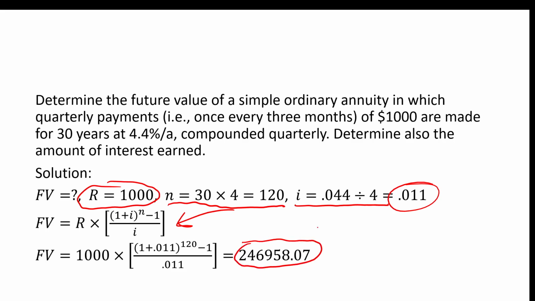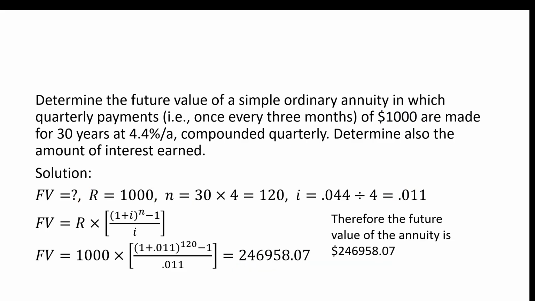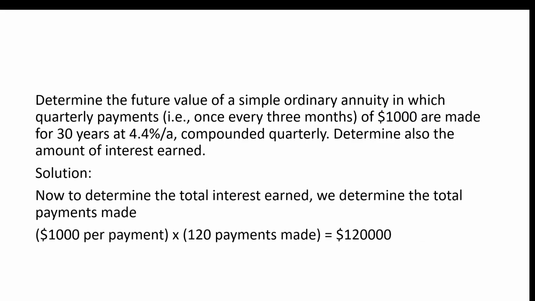$246,958.07. So if we stick to this commitment of putting $1,000 in every 3 months for 30 years at that interest rate and compounding frequency, at the end of those 30 years, we'll have $246,000 and more than that. So that's the future value of the annuity.